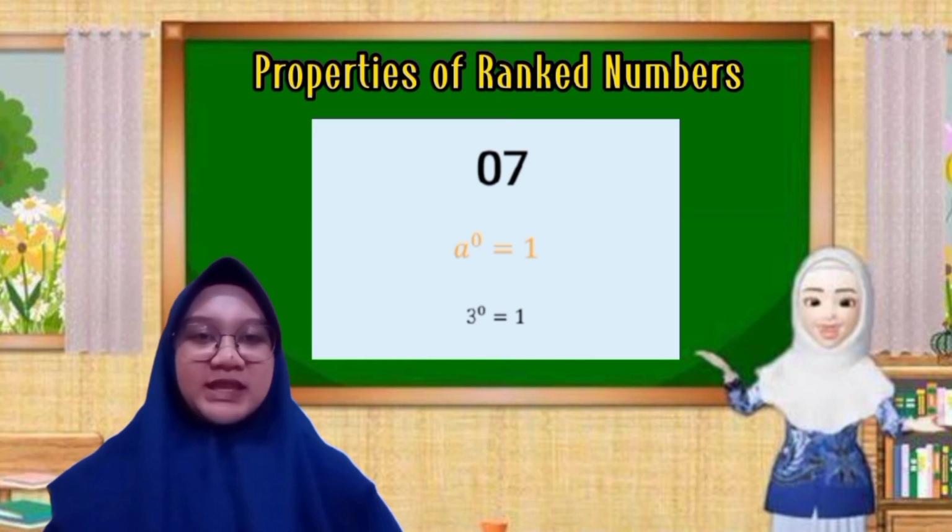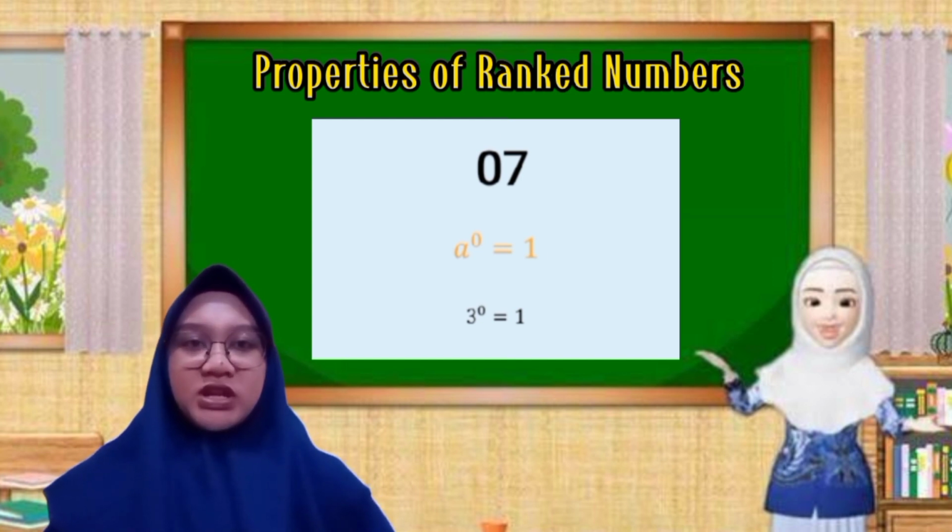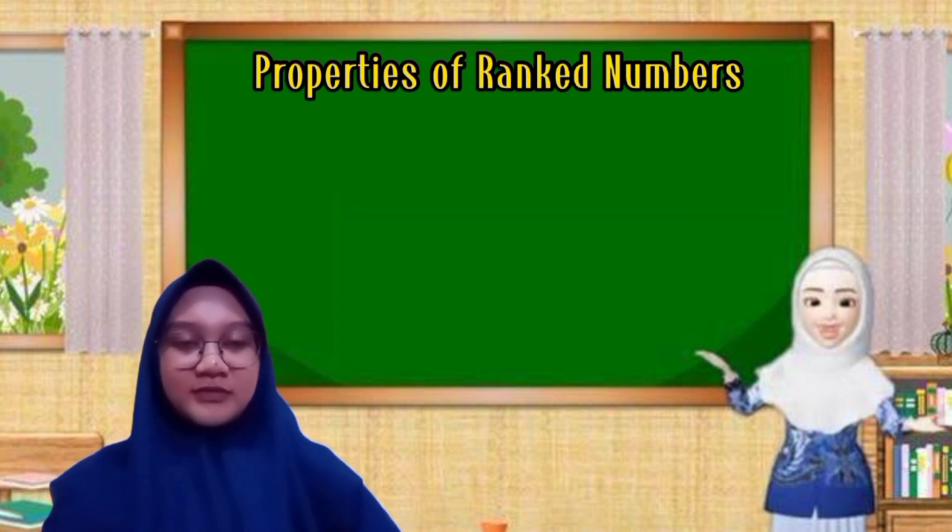The seventh property is a to the 0. If there is a property like this, then it equals 1. For example, 3 to the 0 equals 1. So, whatever the value, if the rank is 0, then the result is 1.